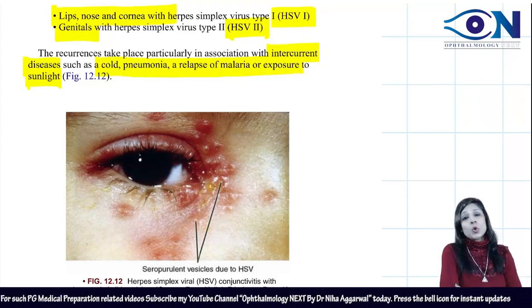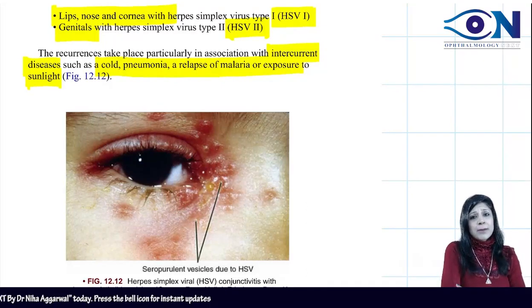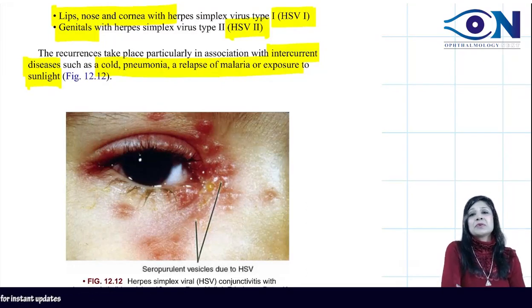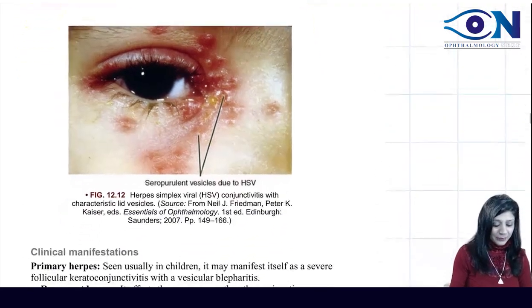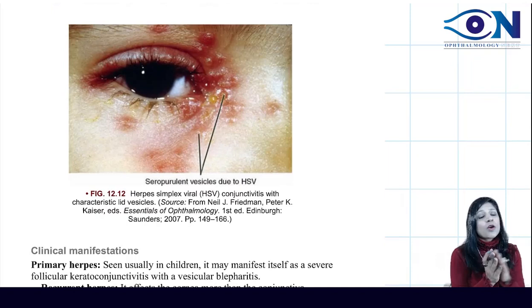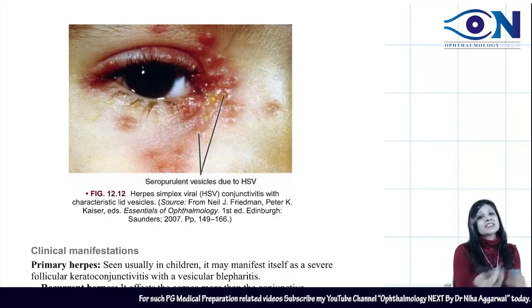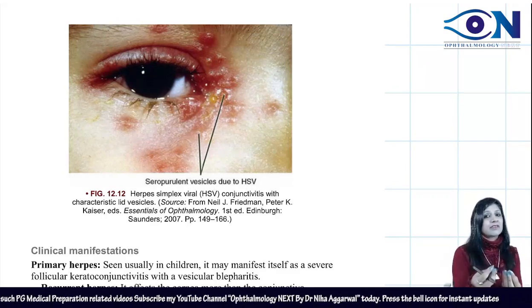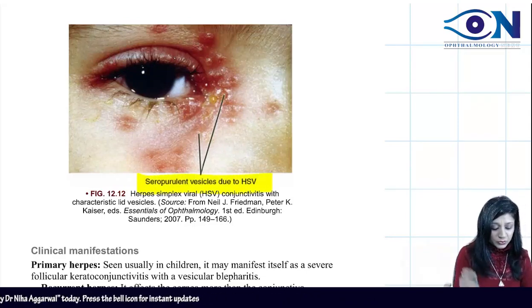Now, though it is herpes simplex in name, it is simple in condition, but it is not as simple as that, because relapses are really common, especially with very common conditions like common cold, pneumonia, malaria, and sunlight. So you can see we are getting these kinds of vesicles. As I always say, all these pictures given in Parsons are really, really important, because many times they give the same pictures, replicas, as they are. So it's really good if you look at these pictures. We have the seropurulent vesicles due to herpes simplex.